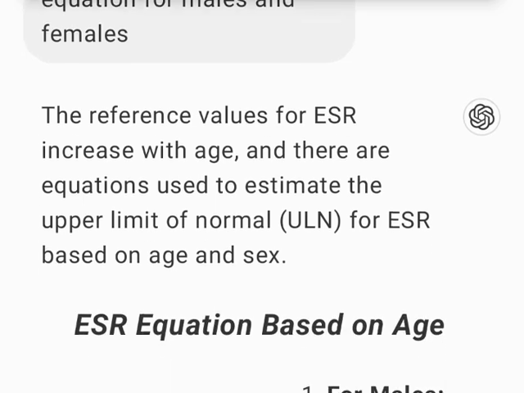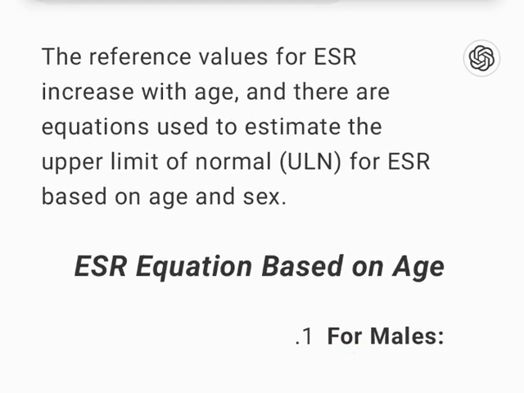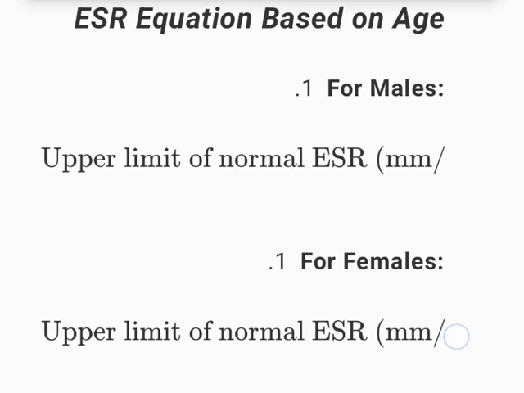The reference values for ESR increase with age, and there are equations used to estimate the upper limit of normal, ULN, for ESR based on age and sex. ESR equation based on age. 1. For males, upper limit of normal ESR in millimeters per hour equals age divided by 2. 2. For females, upper limit of normal ESR equals (age plus 10) divided by 2.